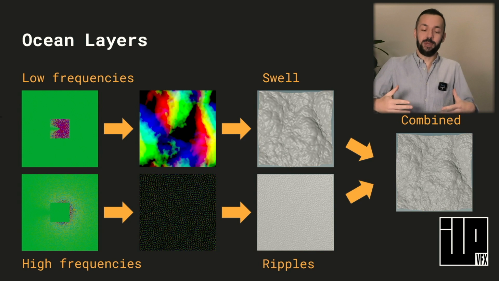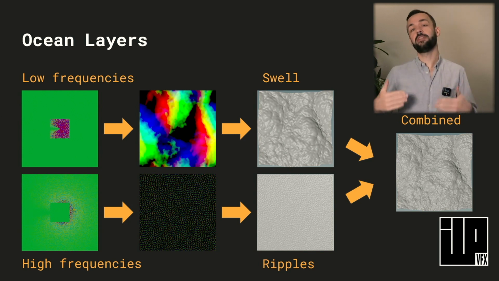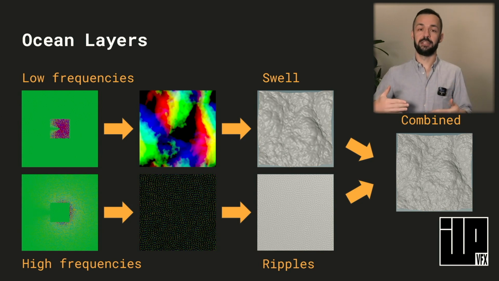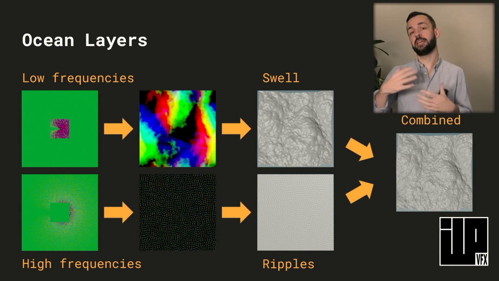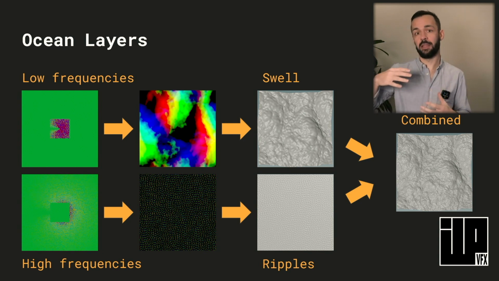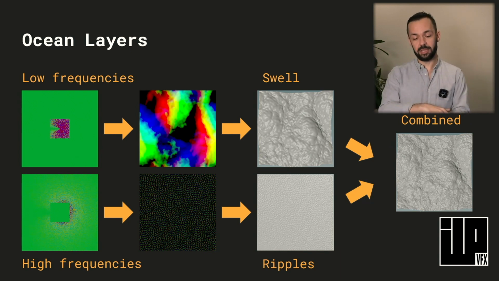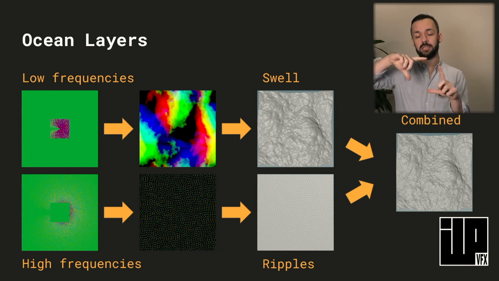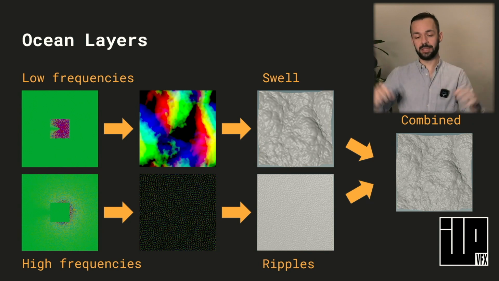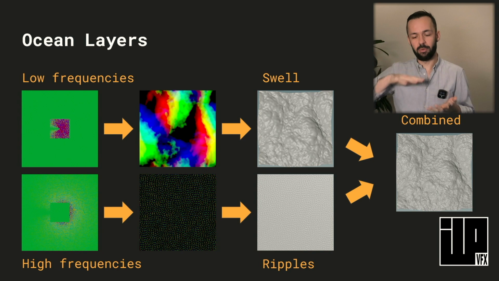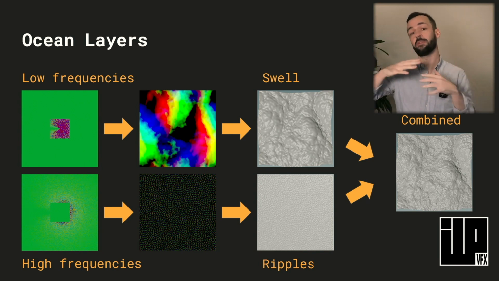Another thing we can do is treat the ocean as separate layers. This is actually very simple because we can just take different parts of the spectrum and treat them separately. On the top row here, you see that we have only the low frequencies, which are the swell waves. And on the bottom row, we have the high frequencies, which are the smaller ripple-like waves. And if we combine them, we get everything together.